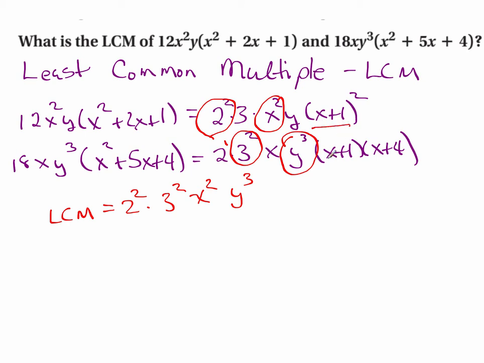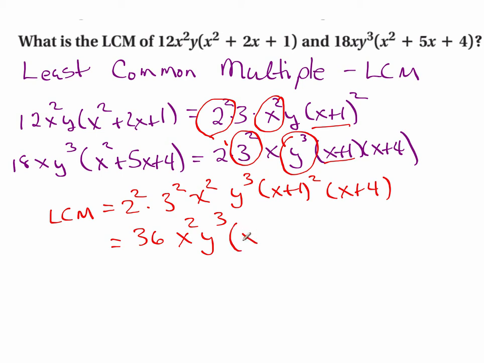Now I've got this term x plus 1 and x plus 1, but this one is squared, so the least common multiple is going to be x plus 1 squared. Now I've worked through all of these, and I see I'm still left with x plus 4. So this is the least common multiple of these two polynomials. Let me rewrite this. 4 times 9 is 36. x squared, y cubed, x plus 1 squared times x plus 4. Please leave it in factored form.